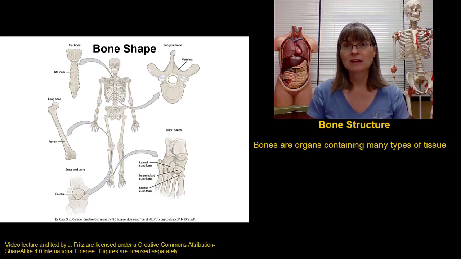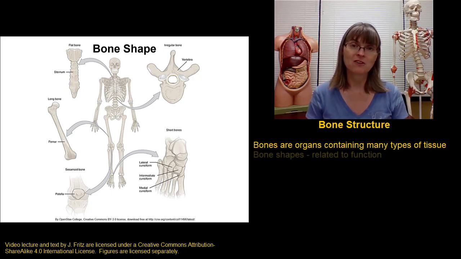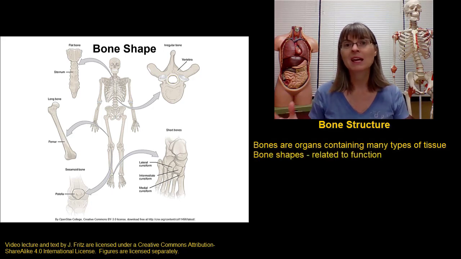Bone tissue is just one type of tissue, and bones, whole bones, are organs that contain many types of tissues. So let's switch our attention to looking at whole bones, these organs made of different types of tissue, including bone tissue, that help form our skeleton. I want to start by talking about some of the different bone shapes that we have, because the shapes of the bones impact their functions.